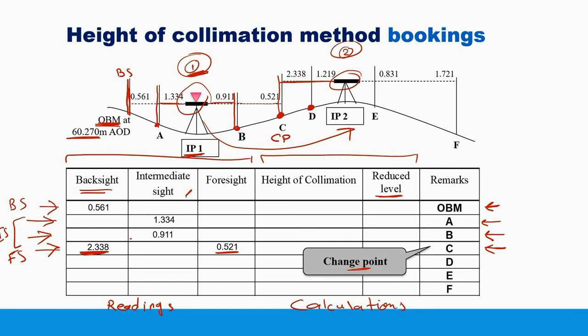Now locate the staff over D, and then this is intermediate sight, collect the reading and then write it down here. And then over E, locate the leveling staff over E and then collect the reading 0.831, write it down here. And finally last point here, point F, locate the staff here and then collect the reading, and it is foresight because it is the last one, and write it down here. This is the line for C and this is the foresight over C. Okay, by doing that we have completed the readings or the measurements that we will use to do the calculations.